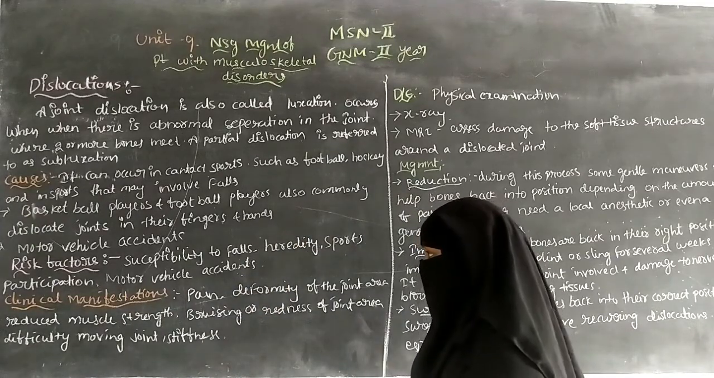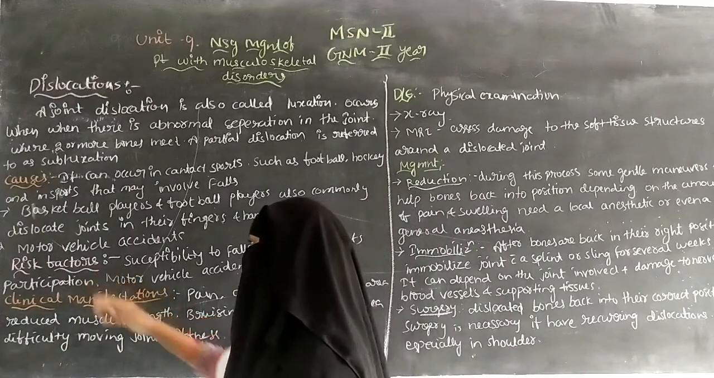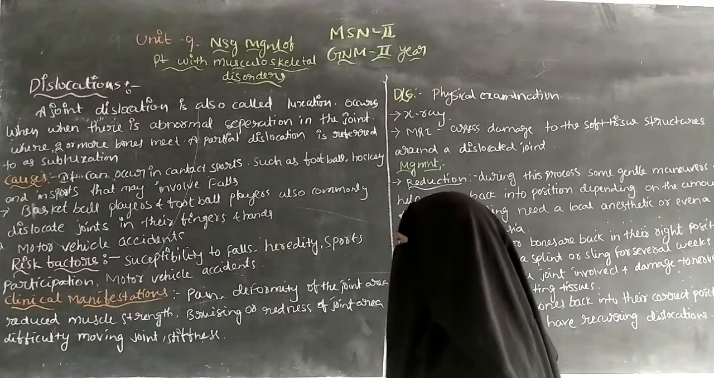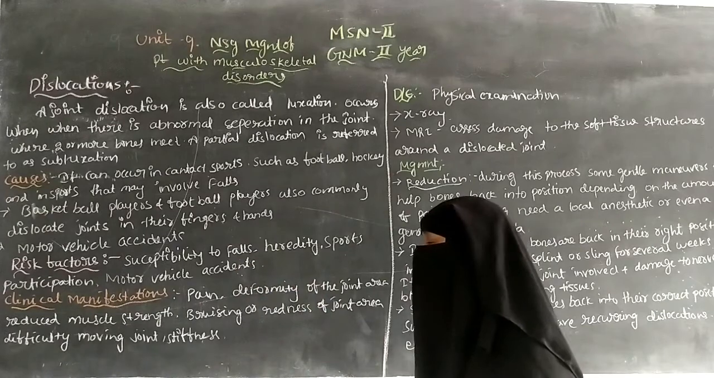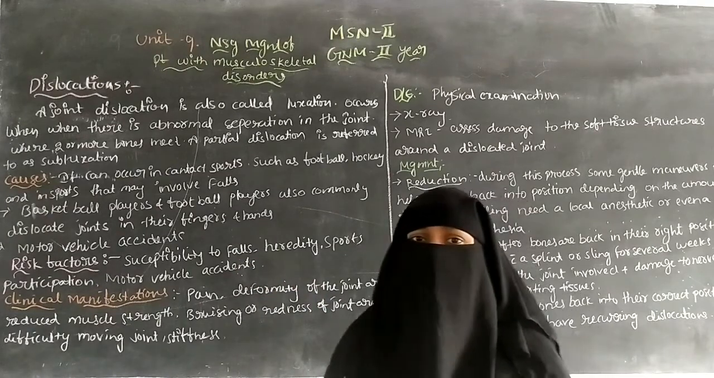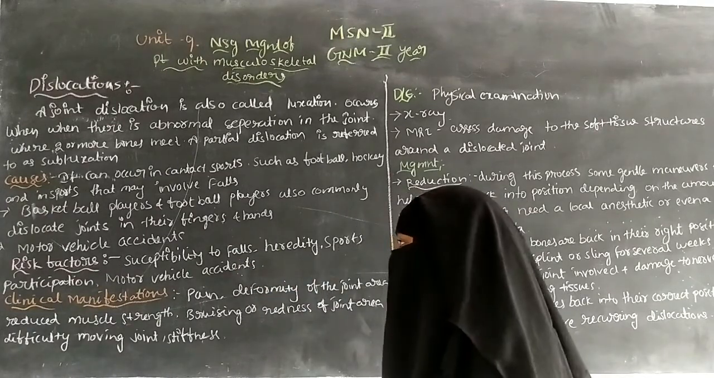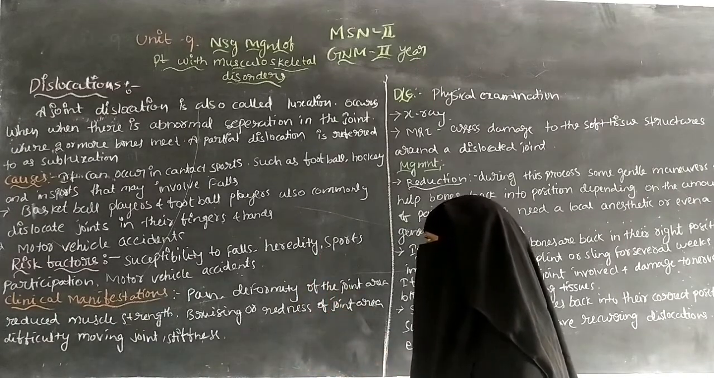And next one is risk factors. Risk factors include susceptibility to falls. Because of falling, dislocation can occur in the joints. And there is hereditary.